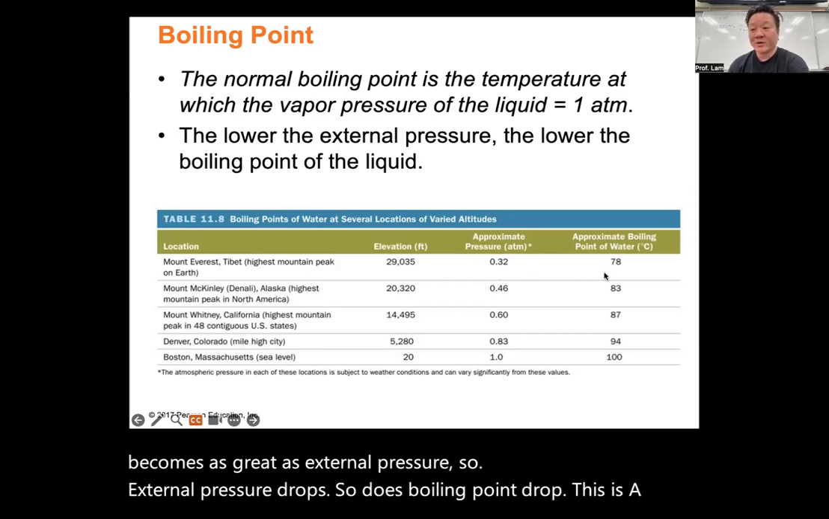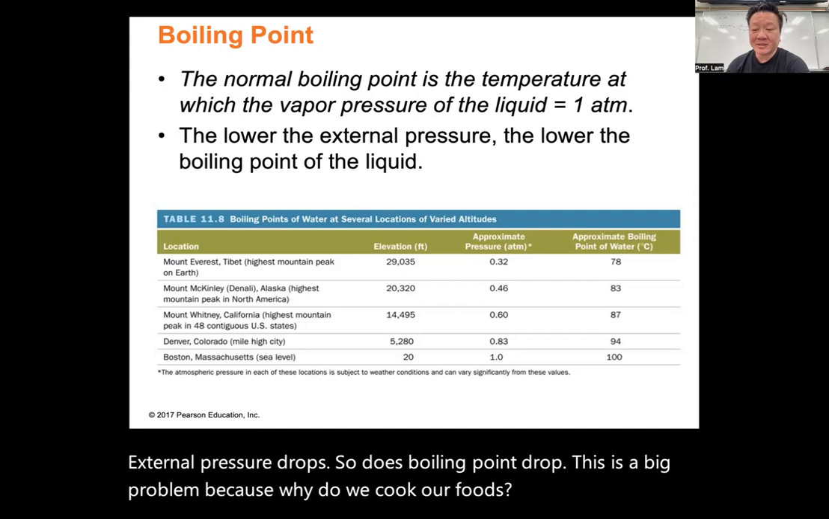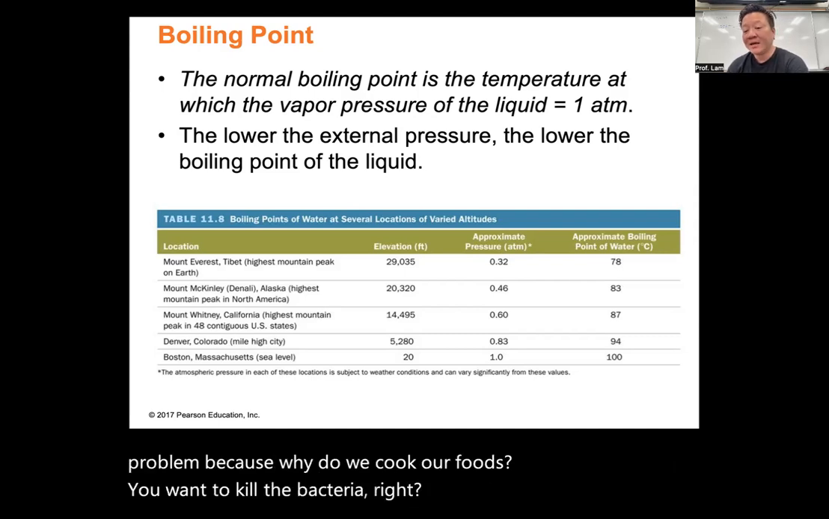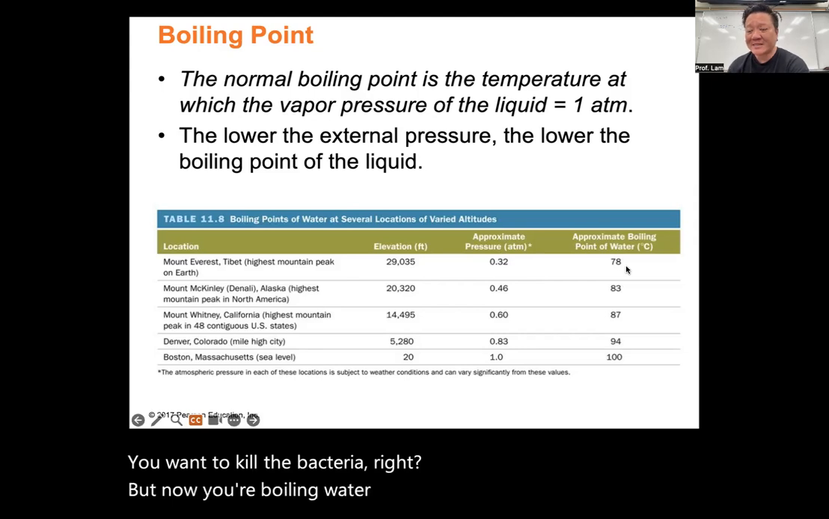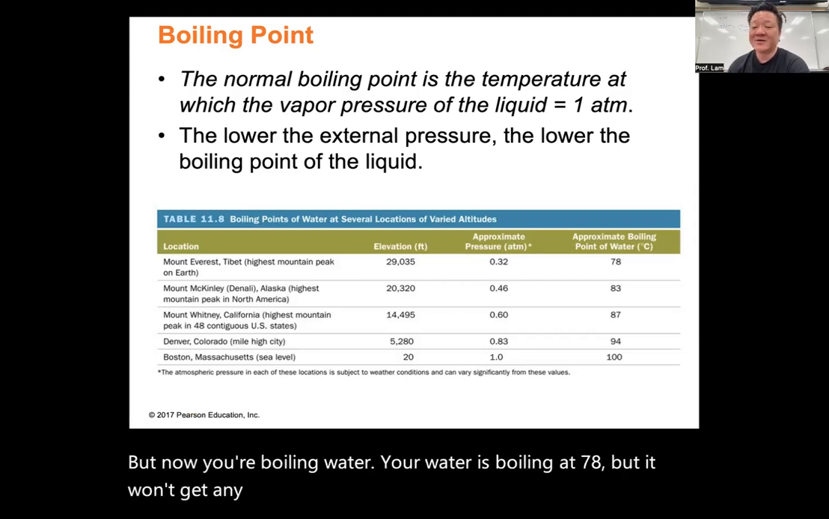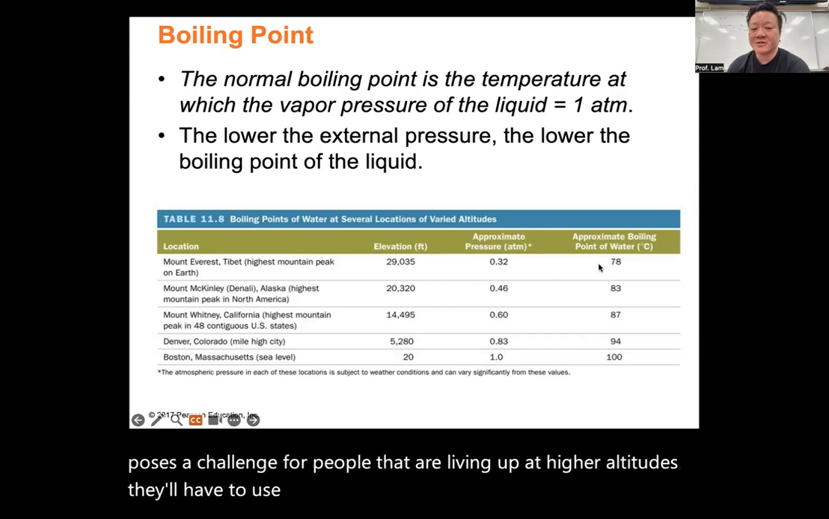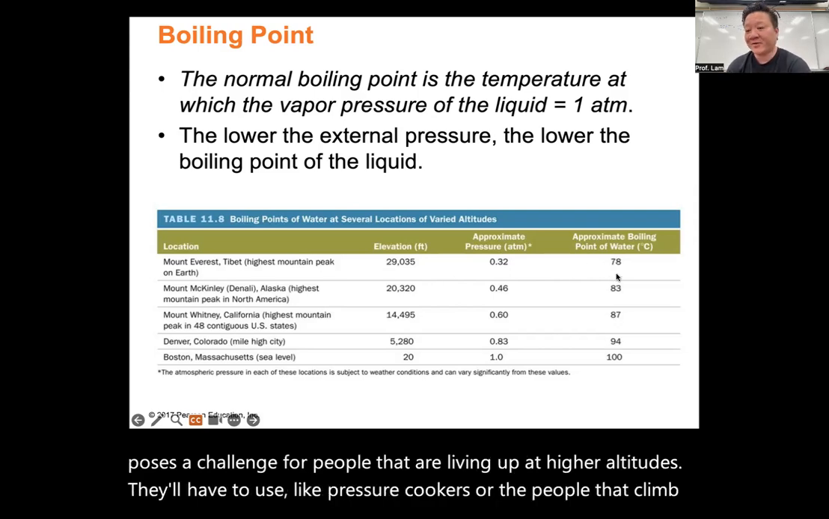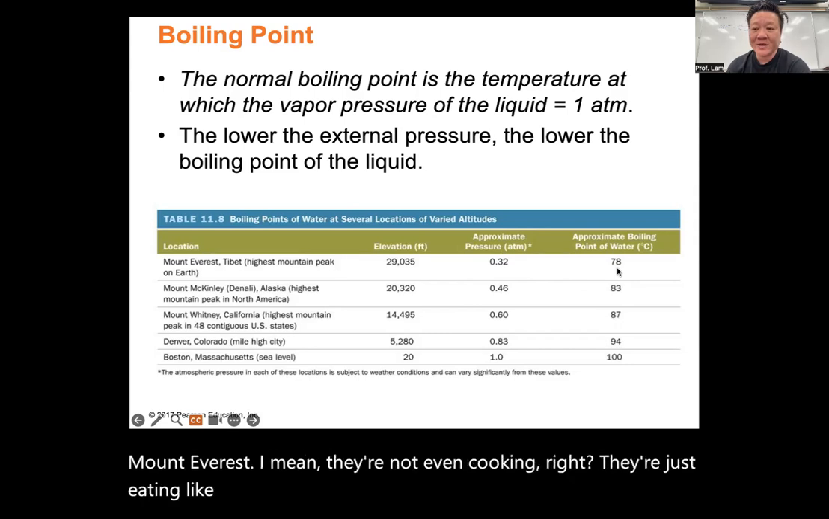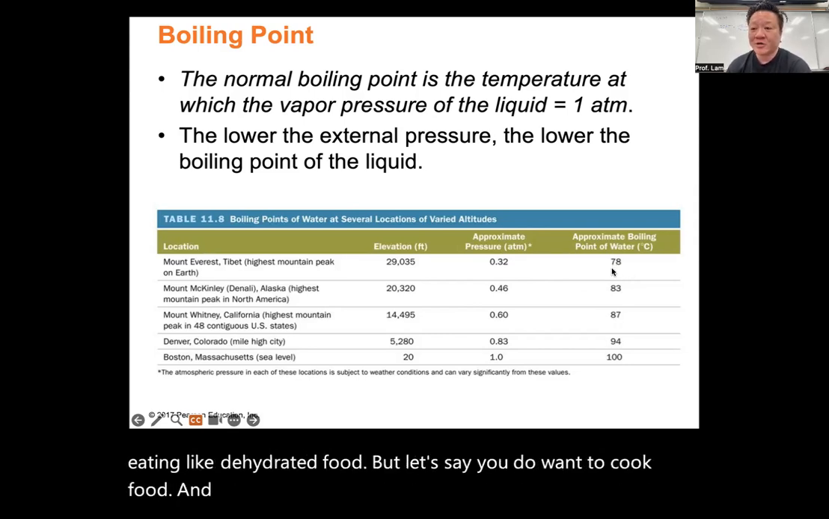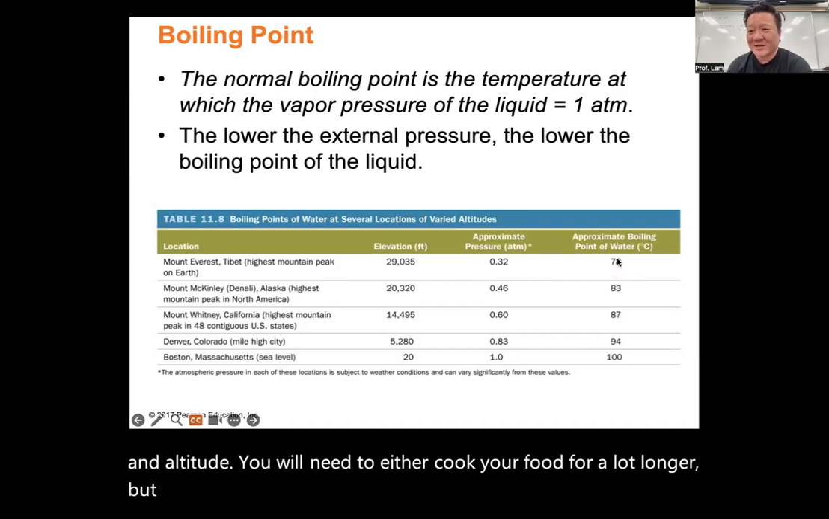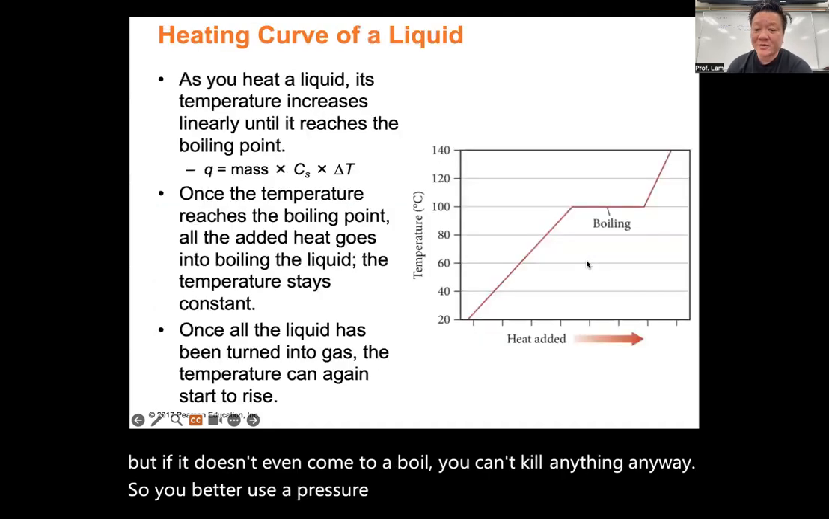This is a big problem because why do we cook our foods? You want to kill the bacteria, right? But now you're boiling water, your water is boiling at 78, but it won't get any hotter. So how's it going to kill bacteria? Right. So it poses a challenge for people that are living up at higher altitudes. They'll have to use pressure cookers, or the people that climb Mount Everest, I mean, they're not even cooking, right? They're just eating dehydrated food. But let's say you do want to cook food at altitude, you will need to either cook your food for a lot longer, but if it doesn't even come to a boil, you can't kill anything anyway. So you better use a pressure cooker in order to do that.